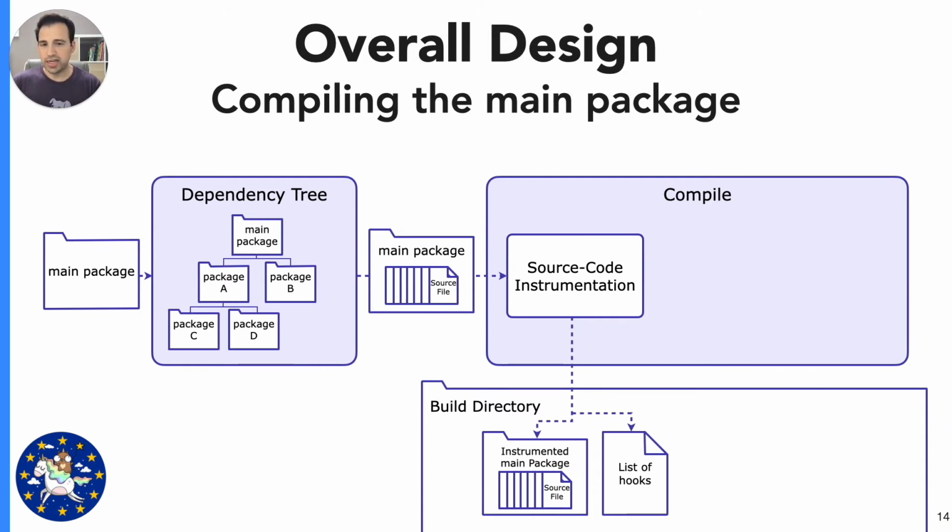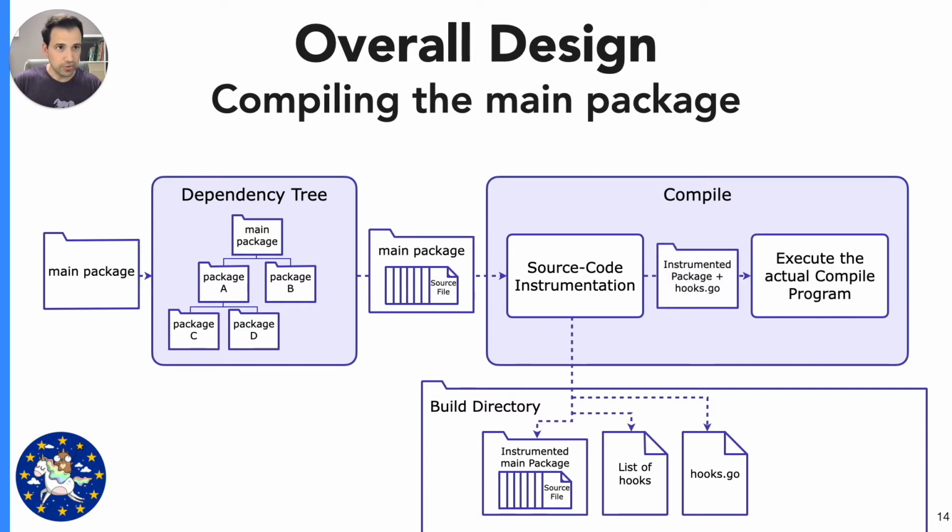It goes through the exact same source code instrumentation as previously explained, but because it is the last one being compiled, we need to finish by generating the hook table as a data structure. So the tool reads the list of hooks and generates the hook table as a Go data structure into a new file in the build directory. So then it similarly forwards the code to the actual compile program, but also adds the extra Go file containing the hook table to the list of files to compile.